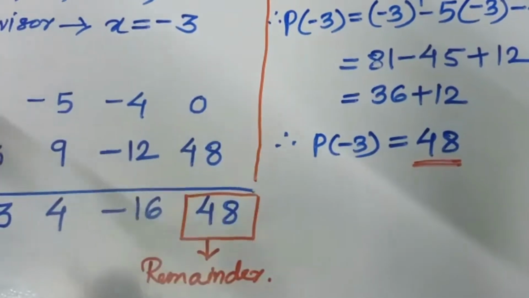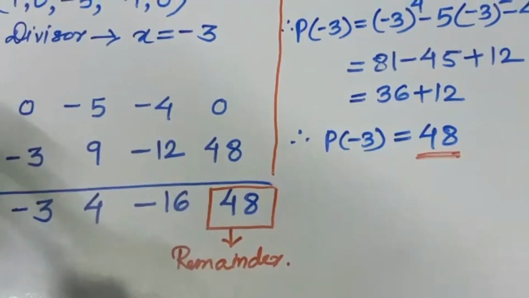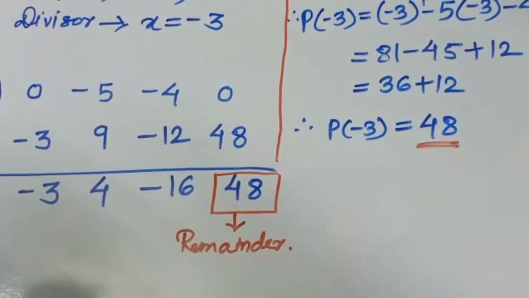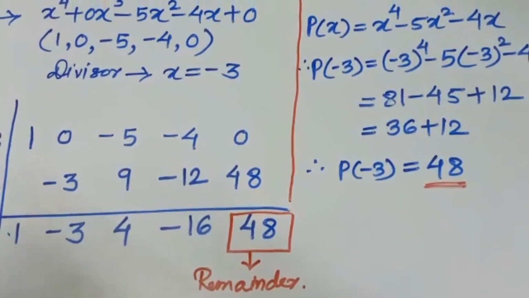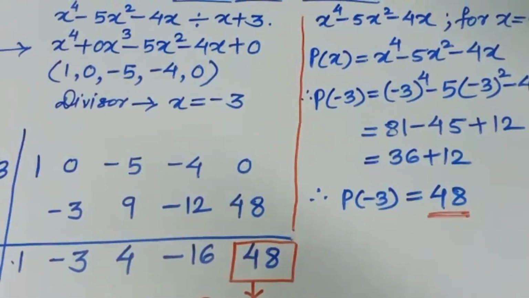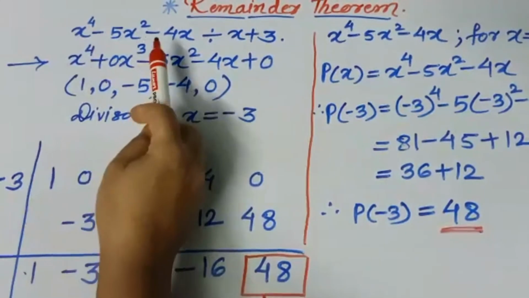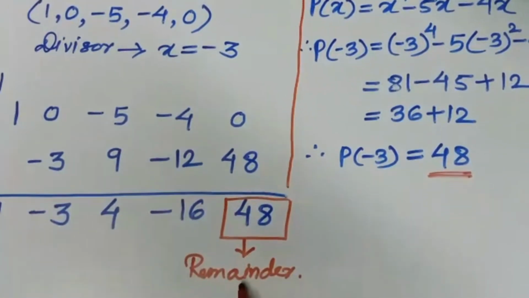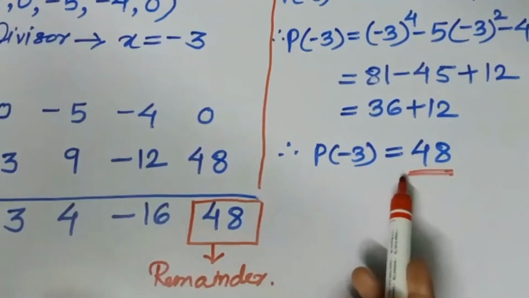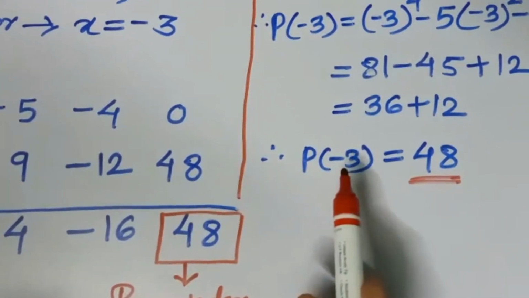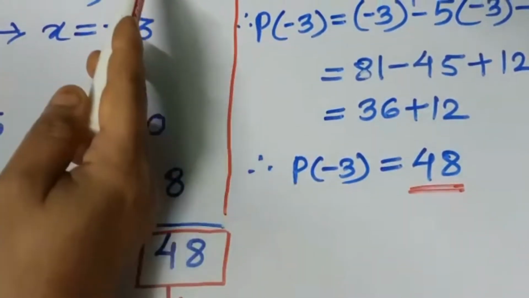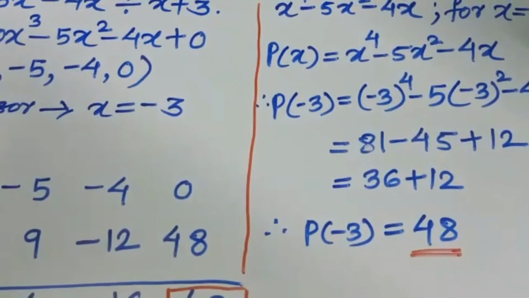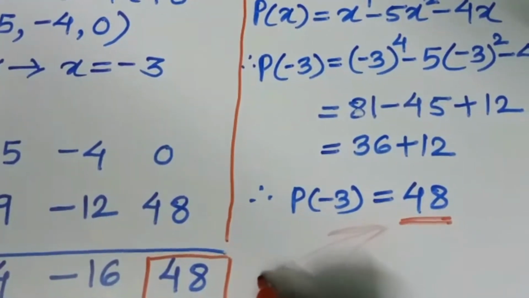So it is only called as remainder theorem. Understood now remainder theorem? So remainder theorem means here whatever remainder we get after dividing first polynomial by second, that remainder is always equal to the value of the polynomial after replacing that variable by opposite number of the divisor, and it is only called as remainder theorem. Got it?